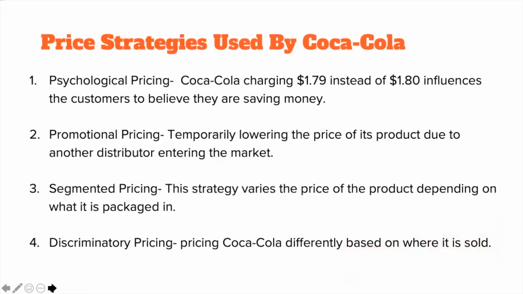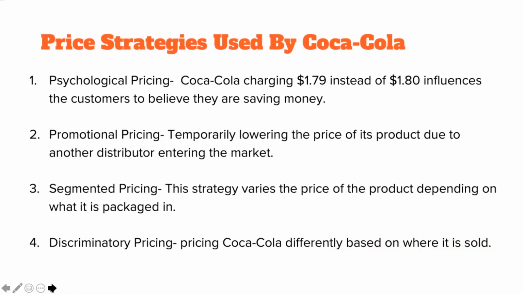An example of this is when Coca-Cola changes the price to $1.79 for a drink; ending the price in 9 influences customers to believe it is under $1.80. The second strategy is promotional pricing. Coca-Cola lowers the price of their product for a short period of time to attract customers and improve short-term cash flow. The third strategy is segmented pricing. This strategy varies the price of the product depending on what it is packaged in. The cost of using different packaging is not high, allowing Coca-Cola to make more revenue at different prices.